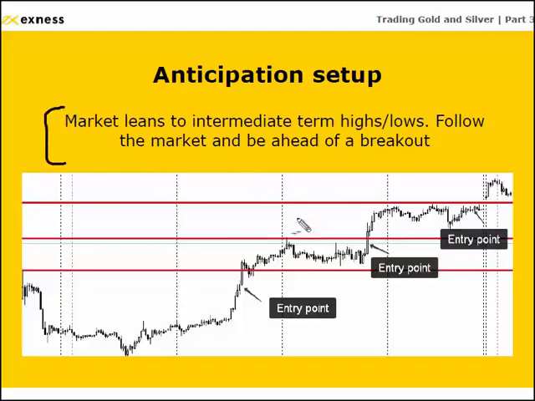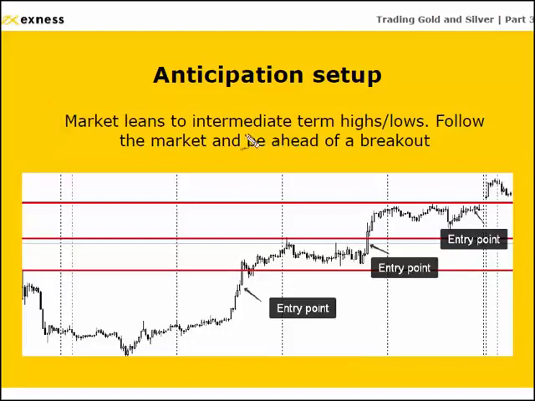Anticipation setup occurs when the market leans to an intermediate-term high or low. It might even be a short-term high or low, it doesn't matter. In case you are working with a short-term extreme, make sure that you're working in the direction of some large or long-term trend.